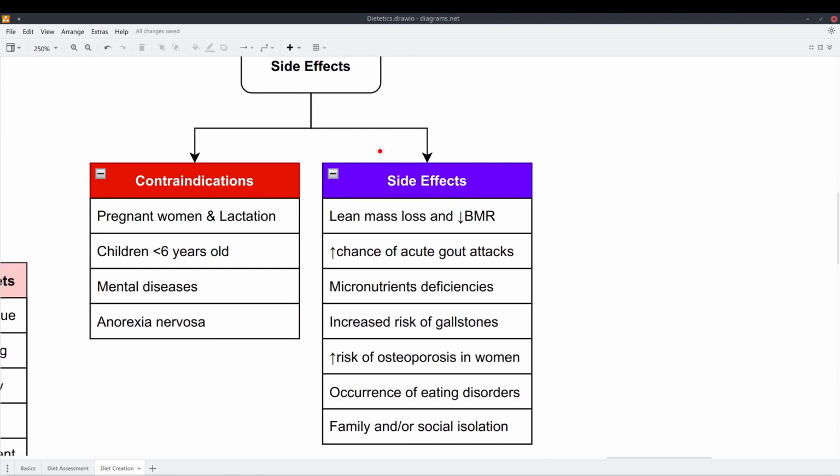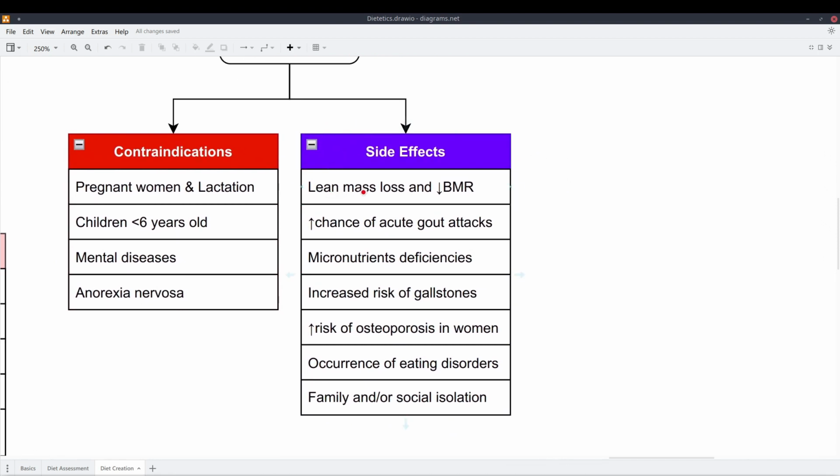And the side effects of a hypocaloric diet: lean mass loss and lowers the basal metabolic rate. There is a higher chance of acute gout attacks in the hyperuricemia individuals. Micronutrient deficiencies, because it's very difficult to find all the nutrients with so few calories. Increased risk of gallstones in older people. Higher risk of osteoporosis in women over 70 years old. Occurrence of eating disorders. Indeed, anorexia nervosa can appear if someone tries a hypocaloric diet.